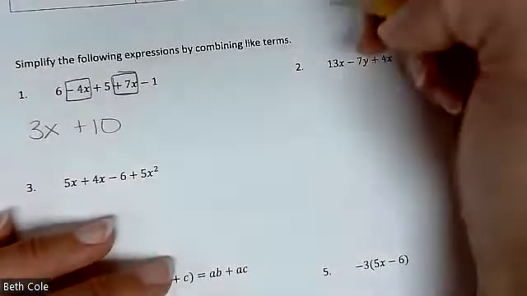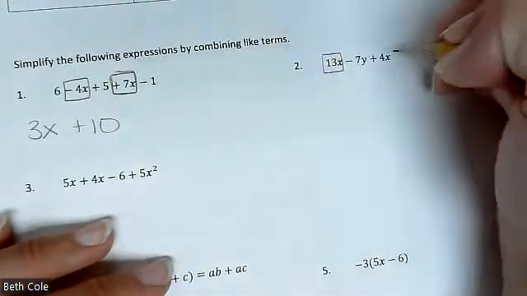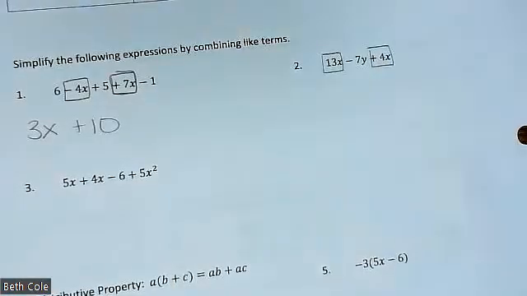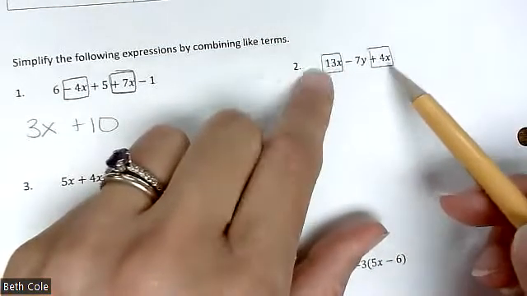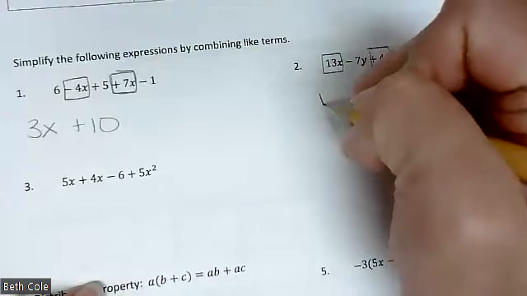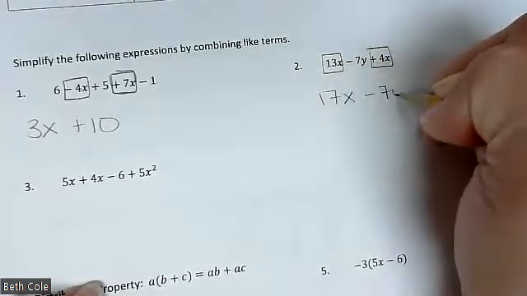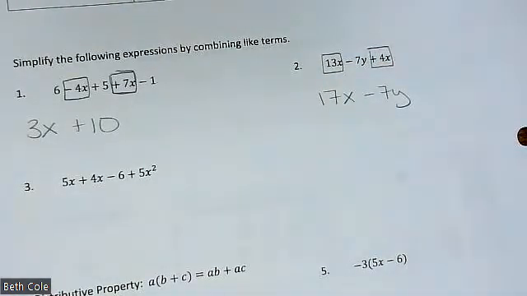Now here, what's going to go together is the 13x and the plus 4x. The minus 7y doesn't have a like term. There's not another y in there, so it doesn't go with anything. So this is going to give us what? So 17x, and then the minus 7y is just there. I don't have a better explanation for that than it's just there. Just leave it there.